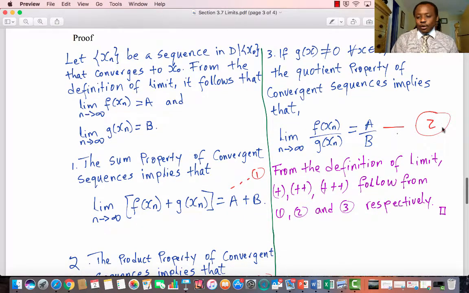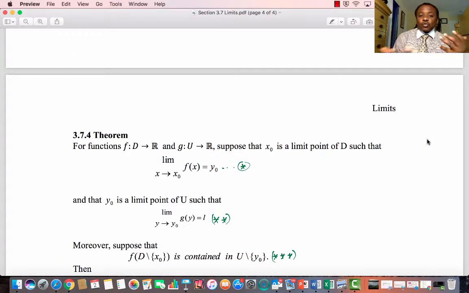Okay, so recall, change the 2 to 3. Of course, it is expected that once we have the sum, the product, the quotient, our next thing to think about would be composition, since we are dealing with functions. So let f be a function from D to R and g a function from U to R. Suppose that x naught is a limit point of D such that the limit as x approaches x naught of f of x equals y naught. Call that equation star.